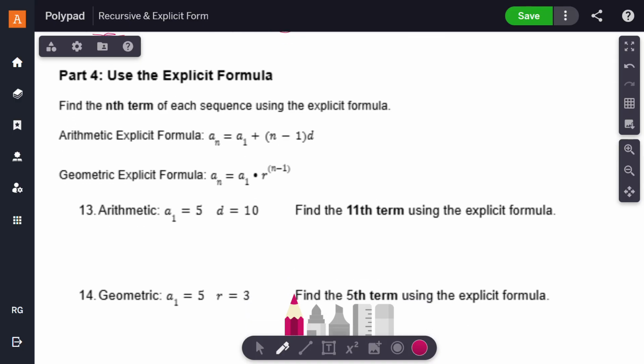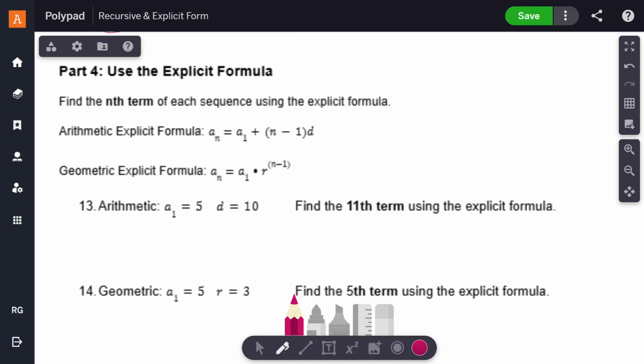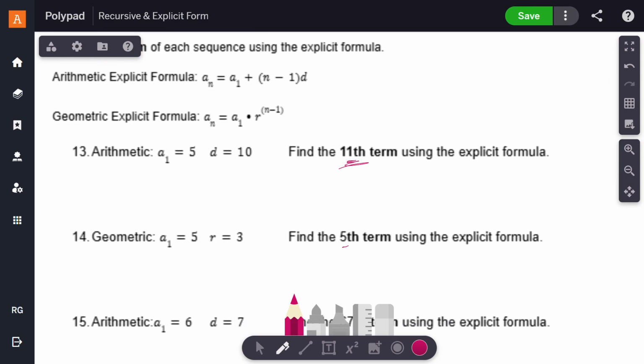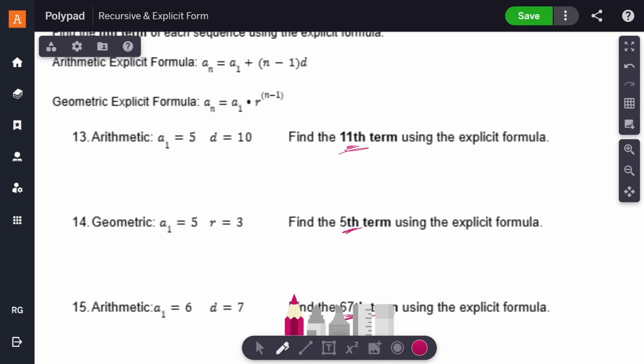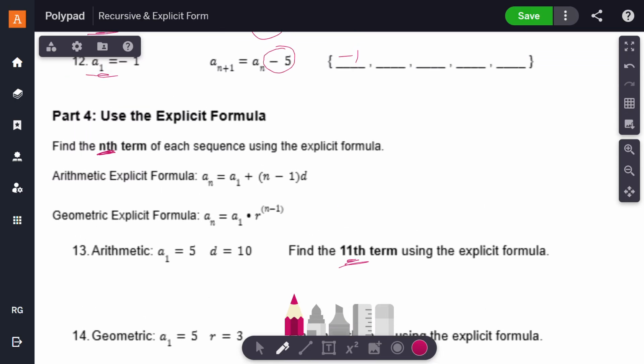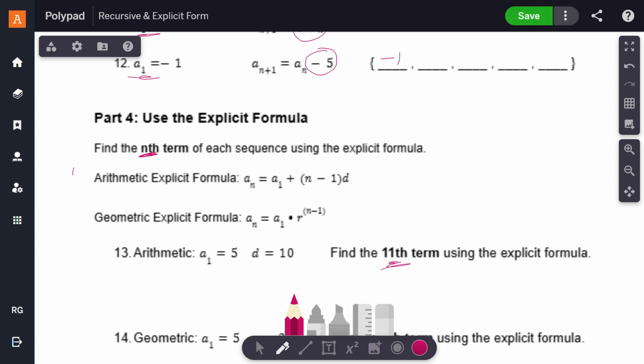All right, finally, in part 4, using the explicit formula to find the nth term. Nth term just represents any number term you're looking for. Again, it could be the 11th, or the 5th, or the 67th term, whichever term you're looking for, there are 2 formulas that you can use to find those term numbers. That's the arithmetic explicit formula and the geometric explicit formula.